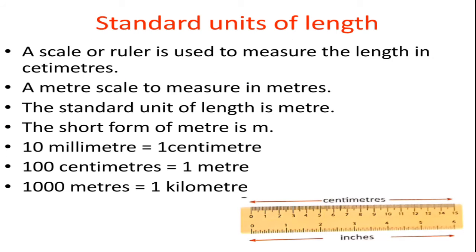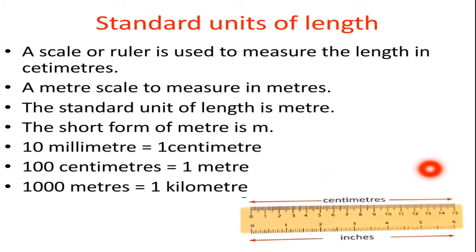Let us see that. A scale or a ruler is used to measure the length. That is the standard units of length. It is graduated. Yes, you have seen a scale. The scale is graduated. You can see small markings in the scale. Yes, small lines. So one line indicates 1 millimeter. From 0 to 1 you have 10 lines. So 10 millimeters makes 1 centimeter.